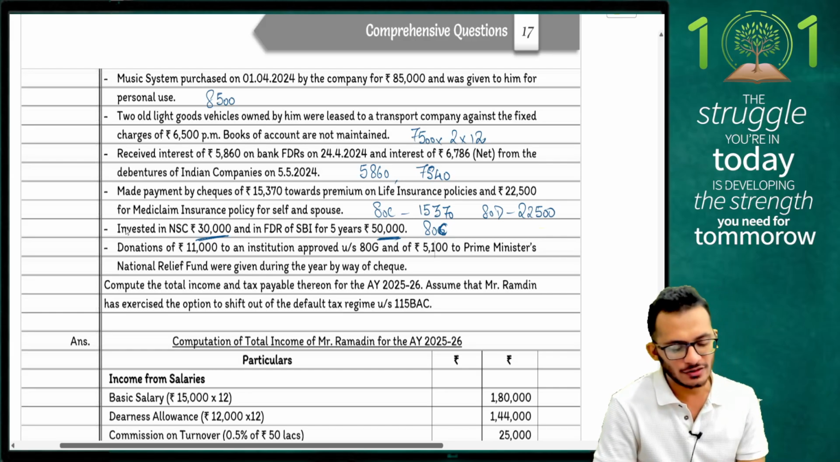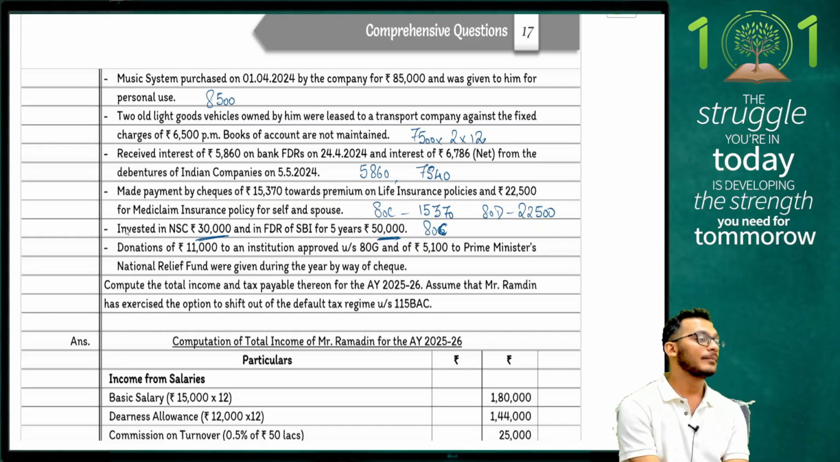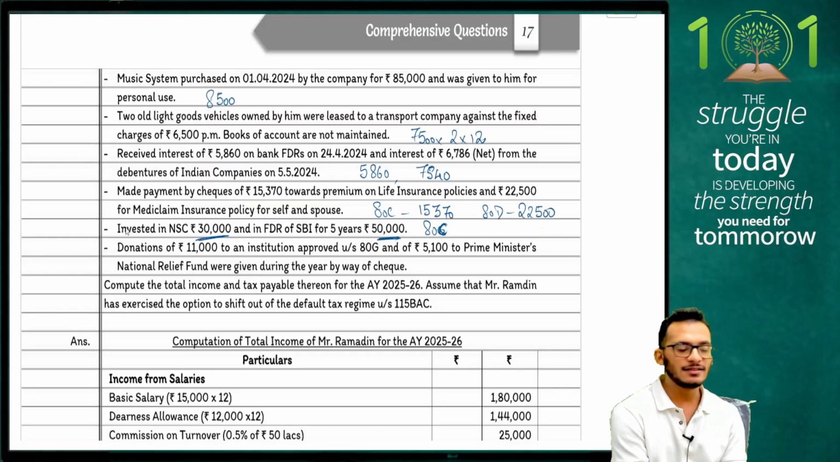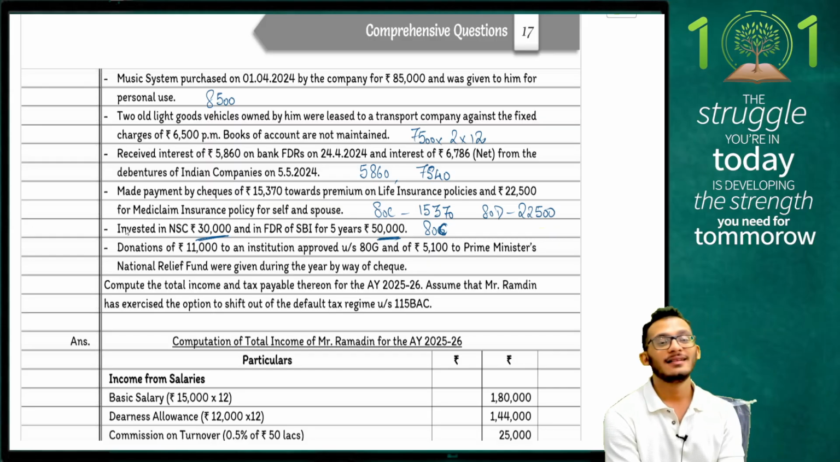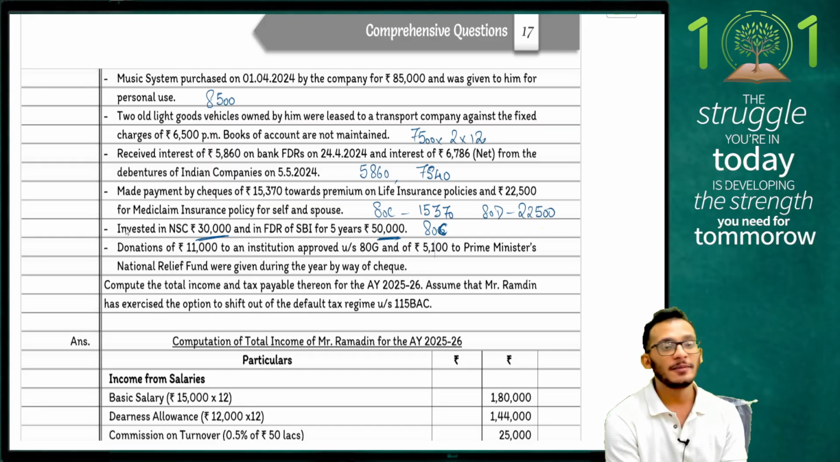Next, I have donations of 11,000 to an institution approved under 80G category. Category. The Prime Minister one is this, approved institution. I want the 11,000 rupees. Category C or D, it is D. Category D. It's a simple institution. Charitable organization is category D. 5,100 for Prime Minister National Relief Fund. Category A. Now people, here is a catch point.